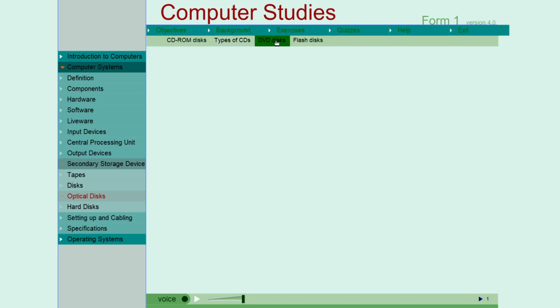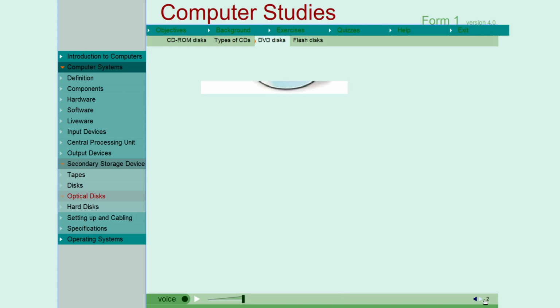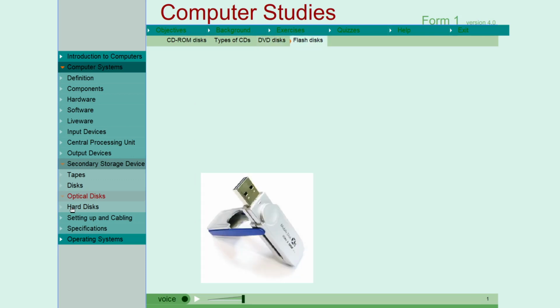DVDs have more storage capacity, faster data transfer rate, and deliver high-quality pictures and sounds as compared to CDs. DVDs have the following types: DVD-ROM disks, DVD-R disks, and DVD-RW disks. Flash disks are a variation of computer memory chips that are used to simulate main memory and to supplement or replace hard disk drives for permanent data storage.